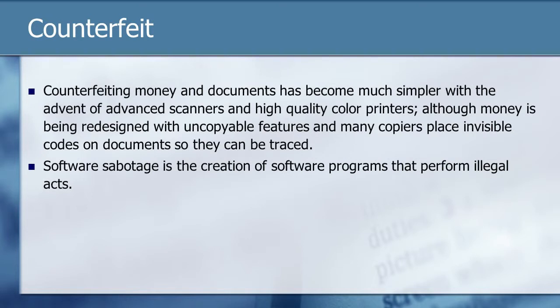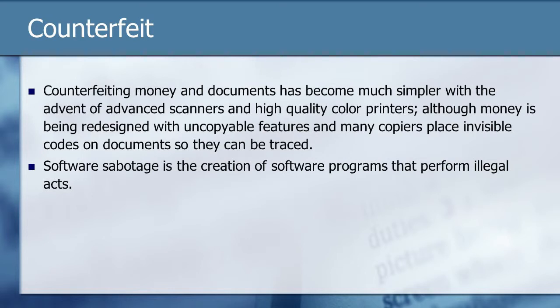Counterfeiting is taking money or documents and duplicating them to pretend that they're the real thing. This has become a lot simpler with more advanced scanners and high quality color printers. Money, as an example, is constantly changing and being redesigned with uncopyable features, and there are even some photocopiers that place invisible codes on documents so that anything that's copied on them could be traced back to a particular system.